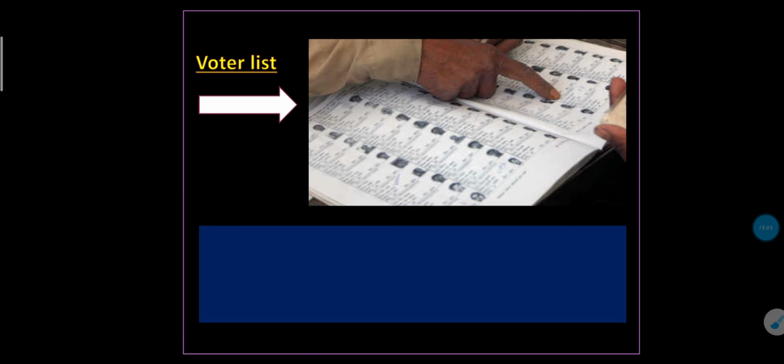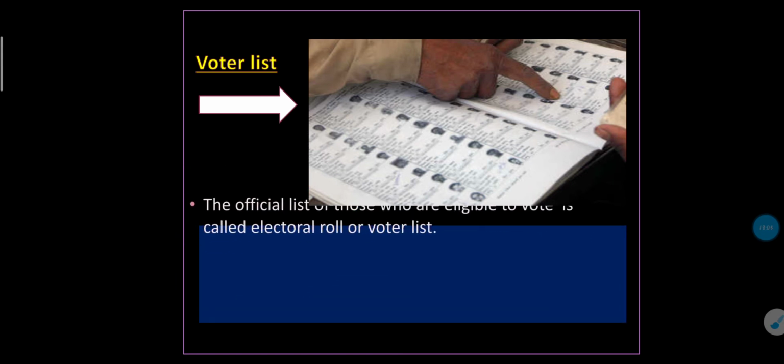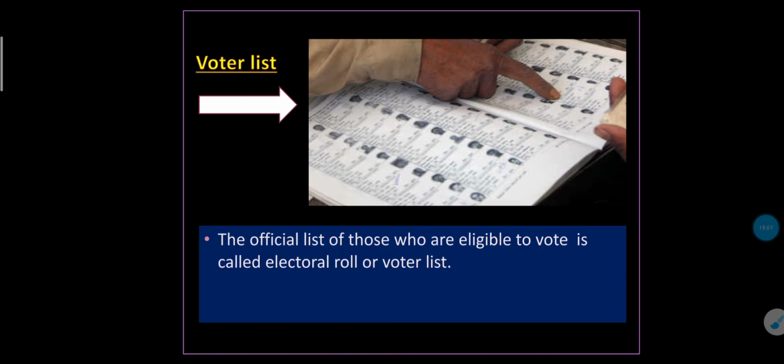So basically, the voter list means the official list that is prepared, in which those who are eligible to vote are included. That is known as the electoral roll or voter list. The list where all the eligible candidates are noted down is known as the electoral roll or the voter list.